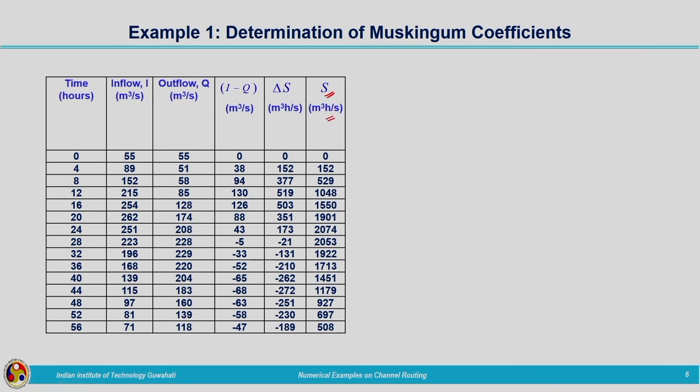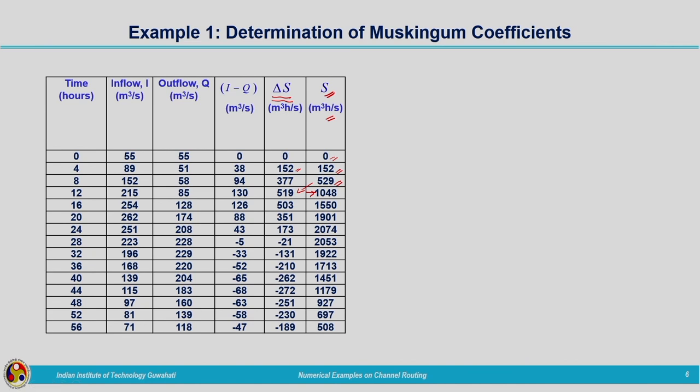Now, we will go for the computation of storage, that is also in meter cube hour per second. So, that is obtained by taking the cumulative value in this column corresponding to delta S. Initial value will be 0, 0 plus 152 will be giving you 152, and then 152 plus 377, it will be giving you 529. That way, these values will be added up to get the corresponding storage value. So, now we are having the storage value.